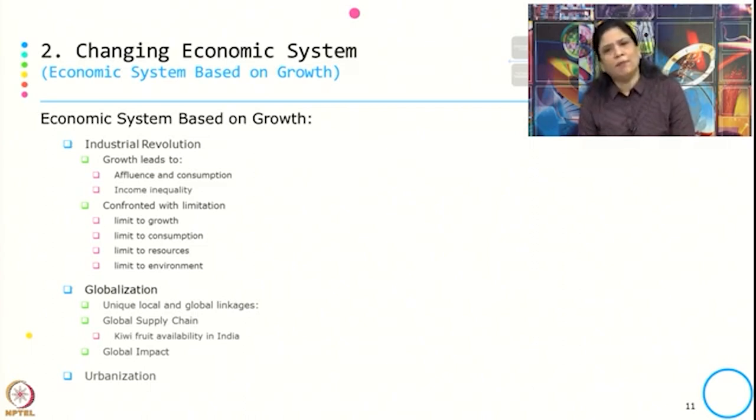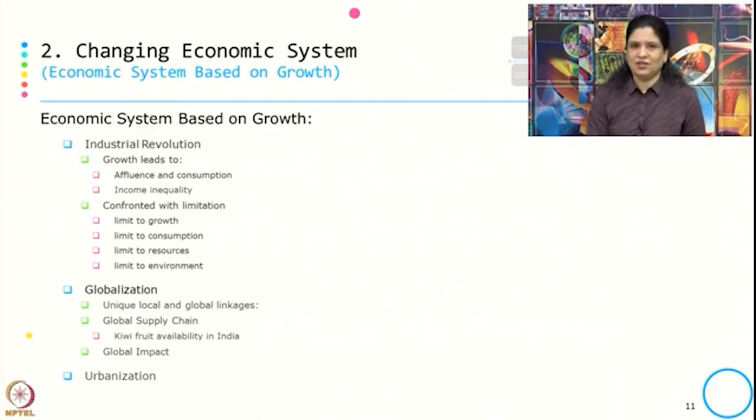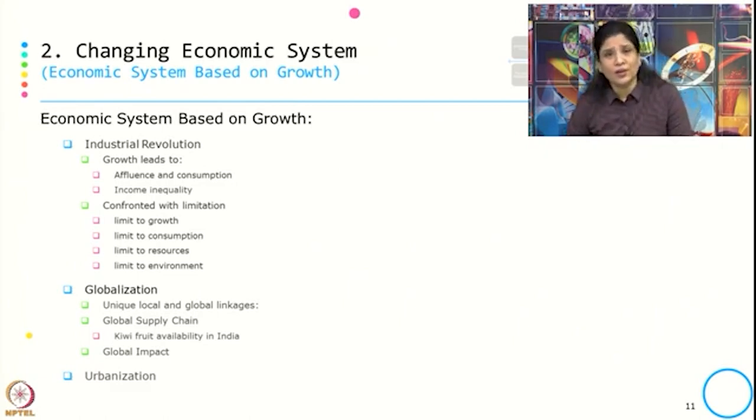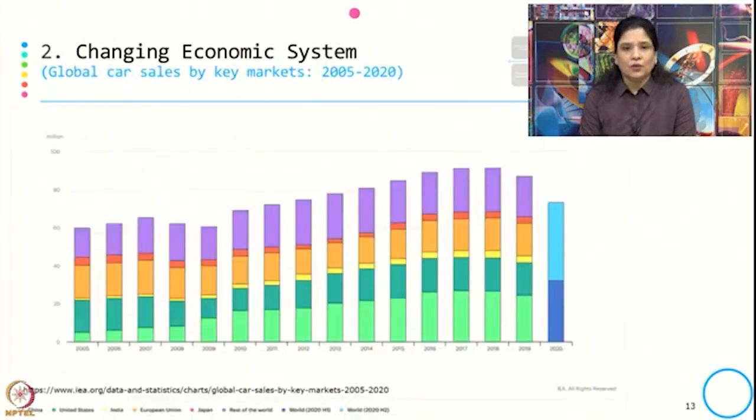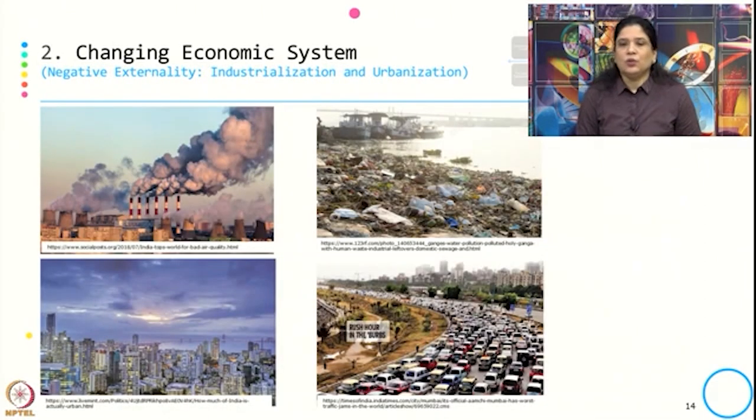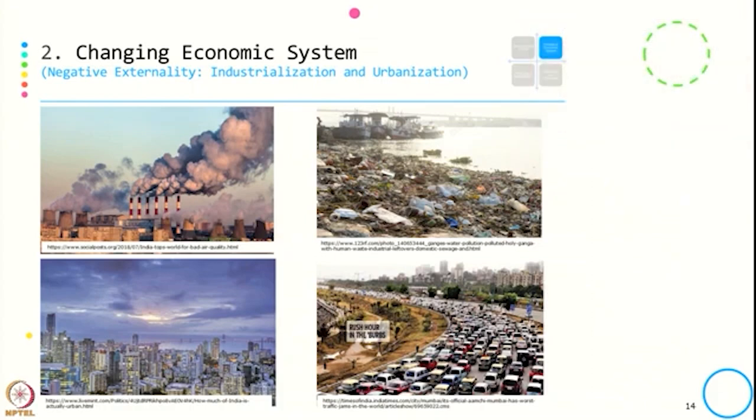but also it creates the impact. Now let us see all these 3 points what we have discussed, that the economic system where it is based on growth, whether it is industrial revolution, whether it is globalization, whether it is urbanization, what is the negative impact or the negative externality associated with that. So this is the negative externality, right.